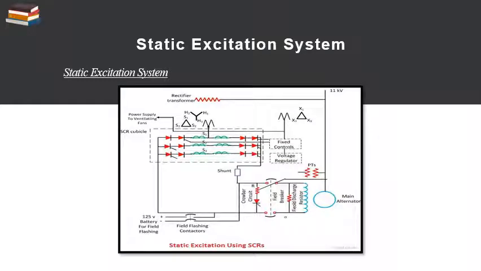This is the circuit diagram for static excitation system. This is the main alternator. This is the field discharging resistor. So this is called the SCR cubicles, and this is the rectifier transformer.